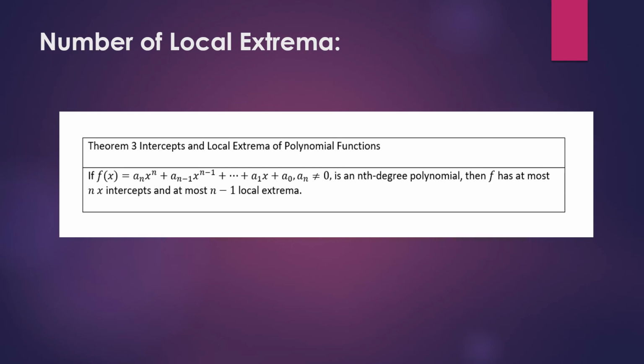Theorem 3 talks about the number of local extrema. So assuming that you have a polynomial of the nth degree, f would have at most n minus 1 local extrema. So let's say this was an 8th degree polynomial. It means that at most I will have 7 local extrema. If you are a third degree polynomial, you'll have at most 2 local extrema. So it's just the degree of the polynomial minus 1. That is the maximum number of local extrema that you could have.